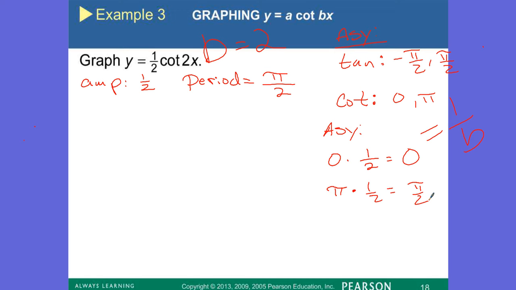So now the next thing is, I'm going to show you the parts now. For the parts, I know I have an asymptote here, right? So that's going to be my starting point. That's where I'm starting at. So it's going to be 1/4 times, what's my period? Pi over 2.